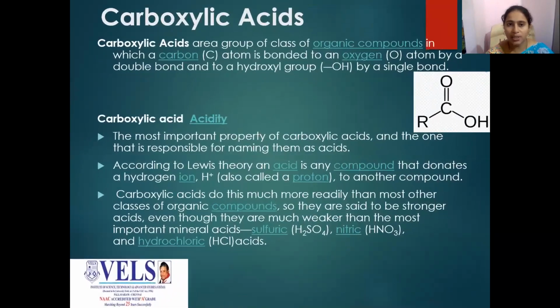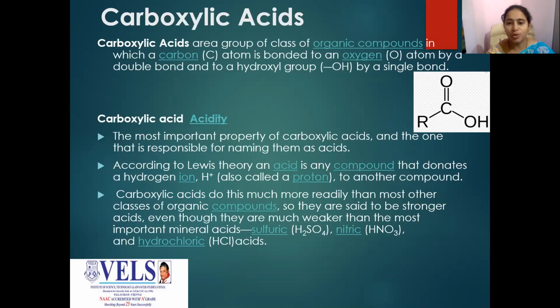Carboxylic acids. Carboxylic acids are a class of organic compounds in which the carbon is bonded to an oxygen atom by a double bond and to a hydroxyl group by a single bond. The most important property is its acidity, and that is the reason why it has been named an acid. According to Lewis' theory, an acid is a compound that donates a hydrogen ion, that is H plus or proton, to another compound. Carboxylic acids do this much more readily than most other classes of organic compounds, so they are said to be stronger acids.